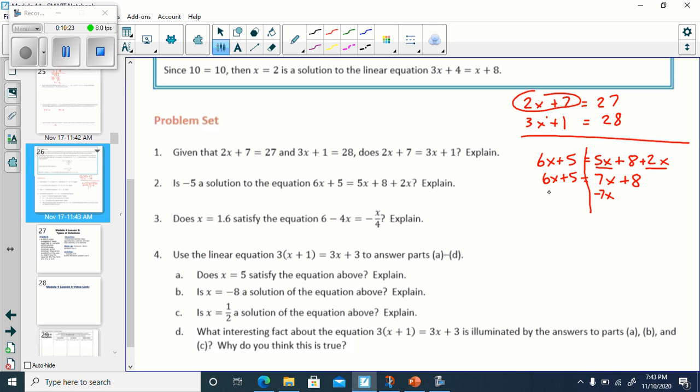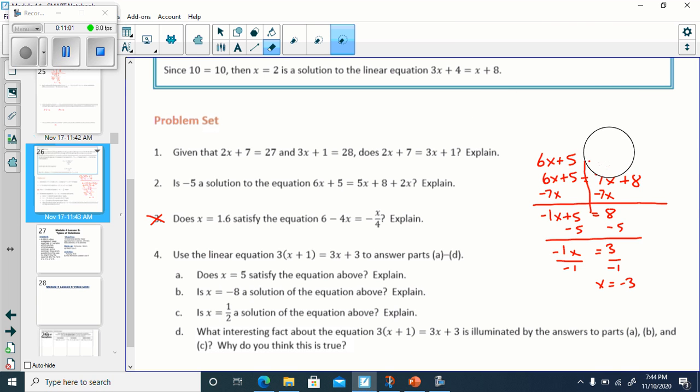I'm going to subtract 7x from each side. When I do that, I have negative 1x plus 5 is equal to 8. I'm going to subtract 5 from each side, and negative 1x is equal to 3. I'm going to divide both sides by negative 1, and x is negative 3. Okay? It asks me, is negative 5 a solution? No, because x is just negative 3, correct? Okay. We're going to skip 3. Let's go to 4, and I'm going to erase this so we've got some room to work here.